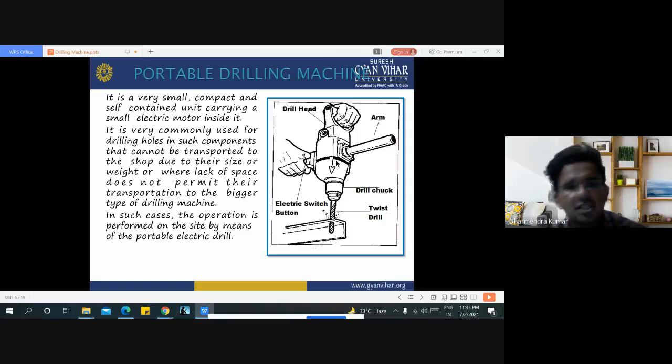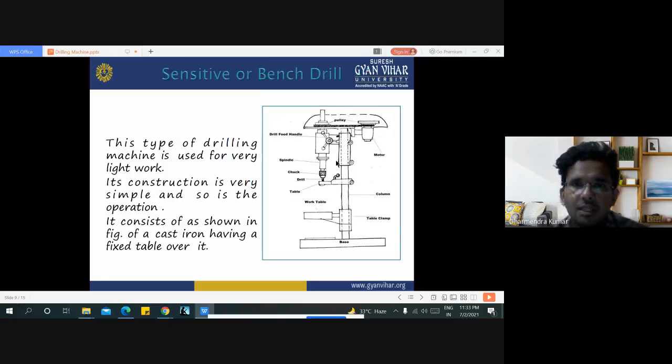In such cases, the operation is performed on the site or in the houses or for household purposes. We use portable electric drilling machines. This is known as a sensitive or bench drill machine. This type of drilling machine is used for very light work.